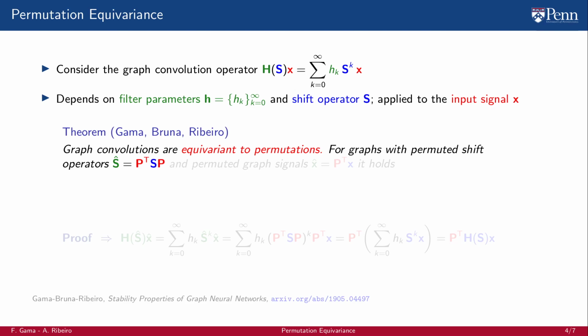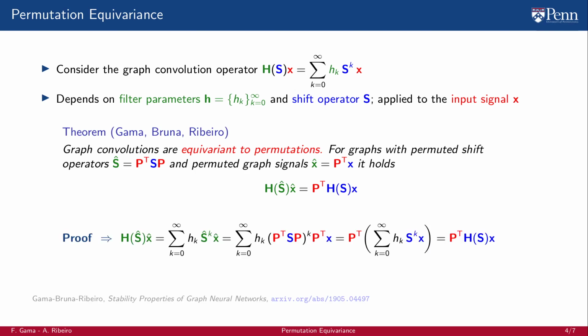That is, for a graph with a shift operator S and a permuted version of this shift S hat, and for a graph signal x and its correspondingly permuted counterpart x hat, it holds that the output of a convolution based on the permuted graph S hat acted on the permuted signal x hat is equal to the permutation of the graph convolution based on the original graph S and acting on the original signal x. Of course, this holds as long as the coefficients h_k involved in the convolution operation are the same. The proof follows from basic algebra and the properties of the permutation matrix.